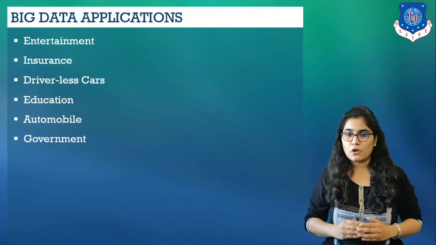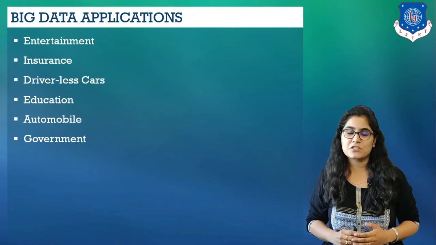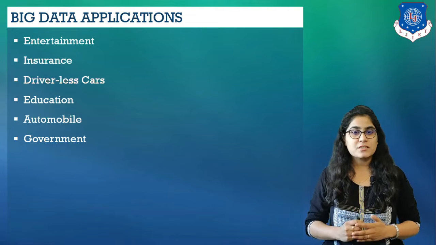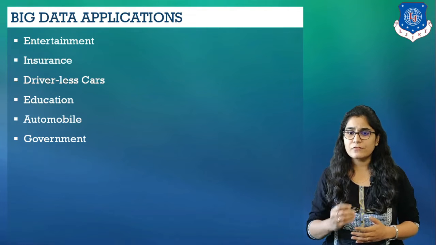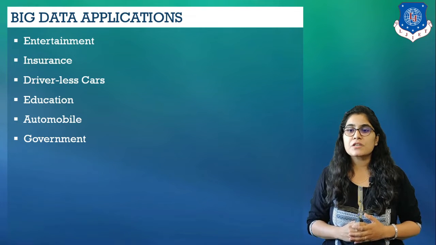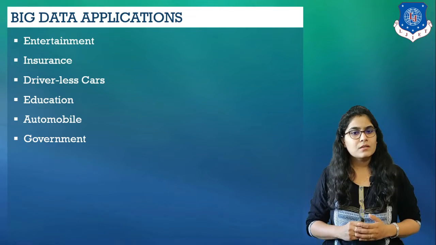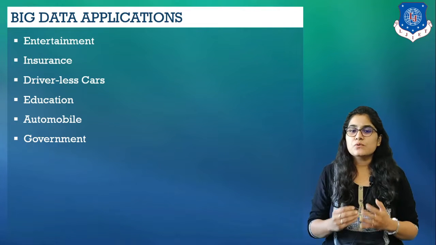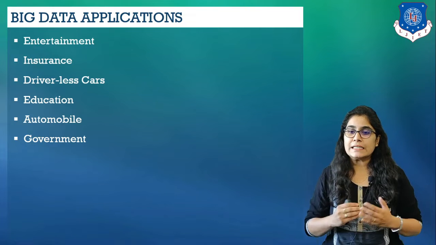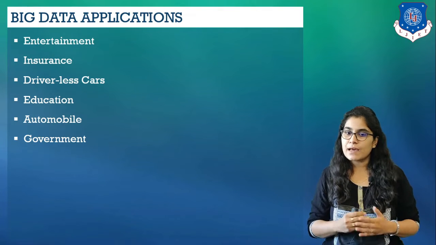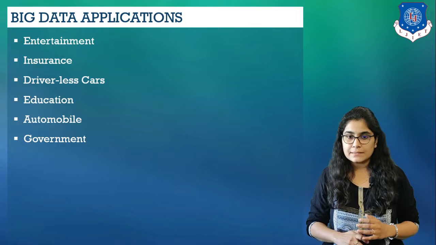These are some of the following domains where big data applications can be used. So first is entertainment. Netflix and Amazon use it to make show and movie recommendations to their users. Insurance. It uses this technology to predict illness, accidents, and price their products accordingly.